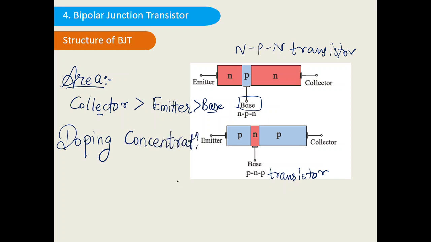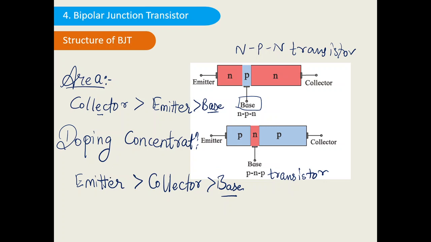If you consider the doping concentration, which part, emitter, collector or base, is heavily doped? The emitter is heavily doped, and after that there is the doping concentration of collector, and the base is lightly doped. Also, it has very less area. So always consider the base to be the lesser part in the case of area, also in the case of doping concentration.